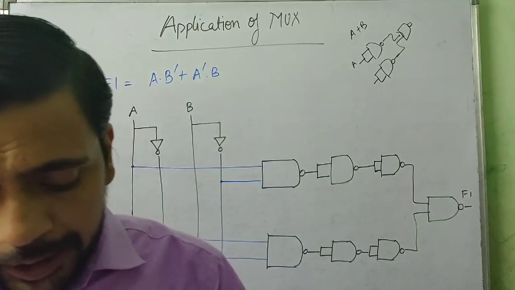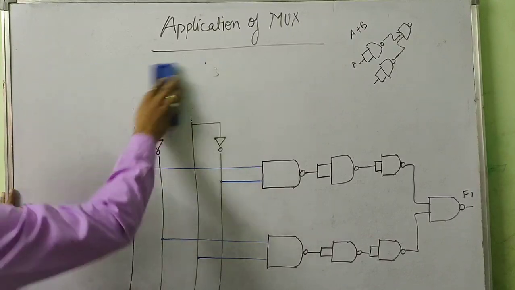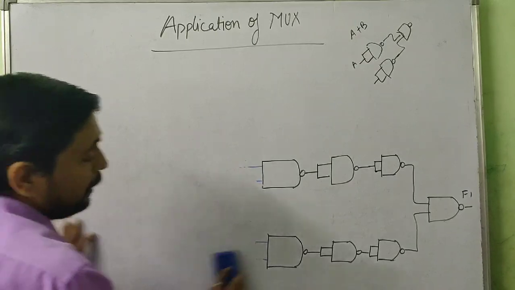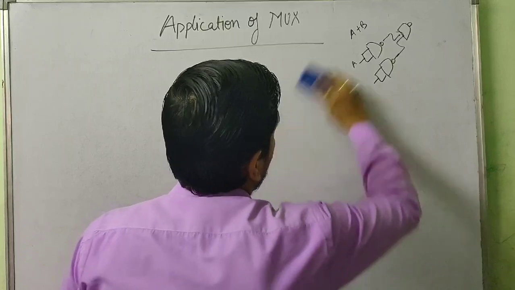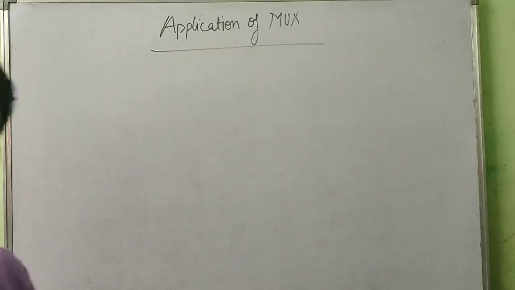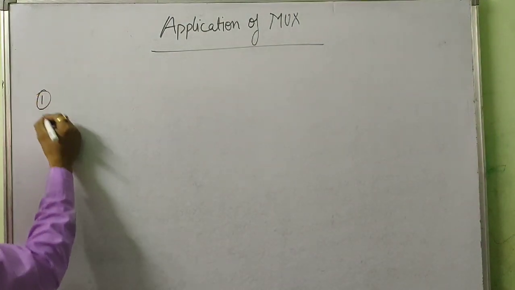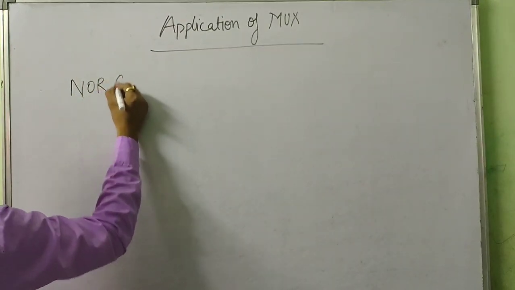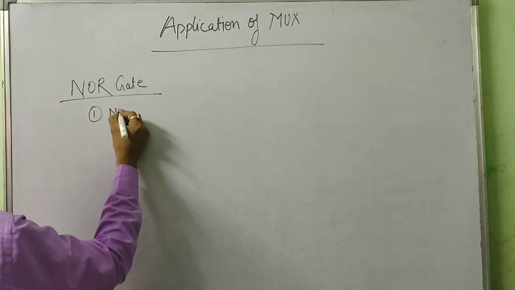Now let's see NOR gate, and let's see how to form elementary gates with the help of NOR gates. Again we will form AND, OR and NOT, starting from NOT itself. The first gate that we are going to form with the help of NOR gate is a NOT gate.